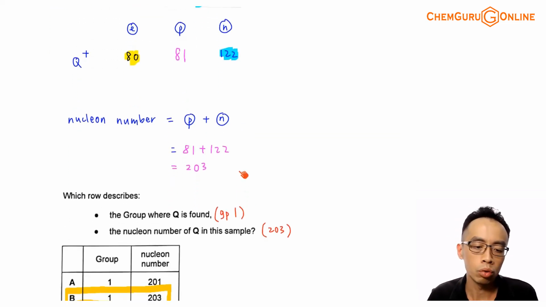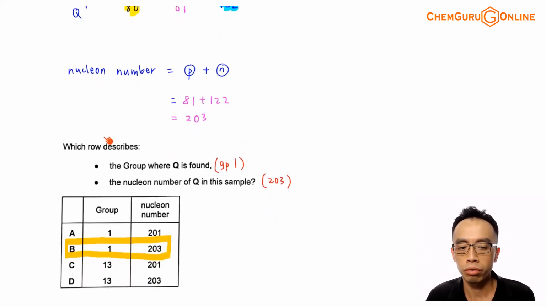Now we can come back to my options and determine my answer. Which row describes the group where Q is found? We already know that Q is in group 1. Nucleon number of Q, we already determined the nucleon number is 203. So once we have these two information, we can run through the options A, B, C, D. The answer to this question will be option B.